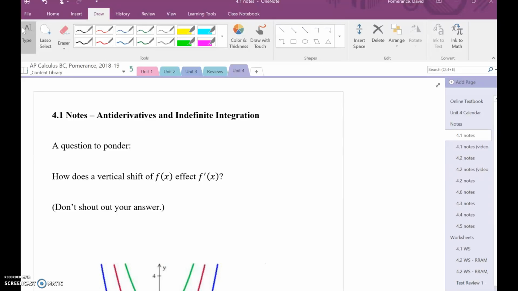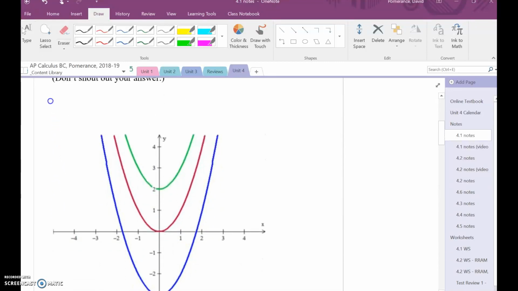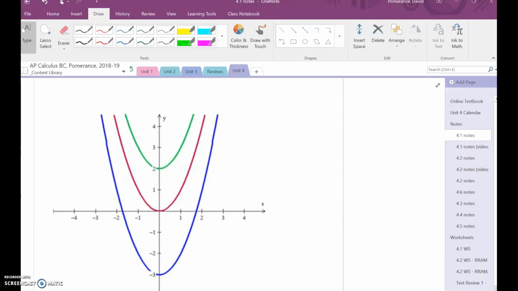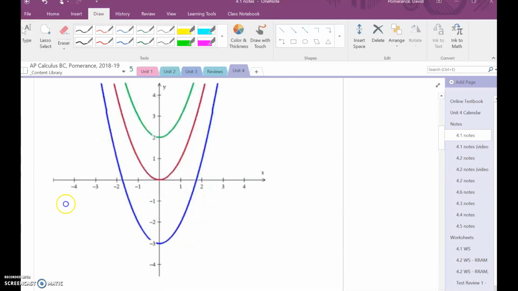So when I'm teaching this in person, I ask my students to ponder the question, how does a vertical shift of a function affect its derivative? And I don't want people to shout it out because some people will know automatically, immediately, and some people, it'll take a minute to think about it. So pause and think about it. And then, once you know what it is, you can shout out your answer.